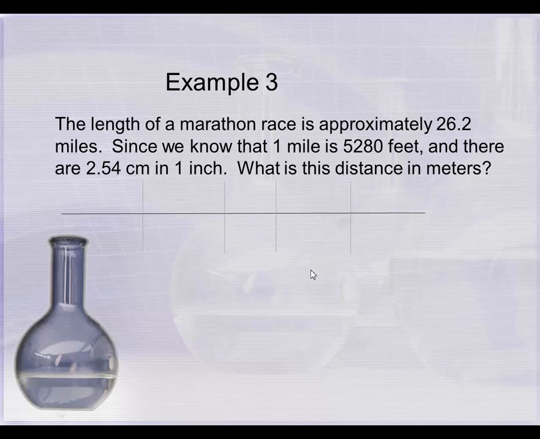All right. The length of a marathon race is approximately 26.2 miles. Since we know that 1 mile is 5,280 feet and there are 2.54 centimeters in an inch, what is that distance in meters? Does this sound like a fun problem? Yeah. I think so. All right. The way we're going to work this out is we're going to start in the same place that we always start. They gave us a value that they want us to convert. By reading the text, it says 26.2 miles is what they want us to convert.